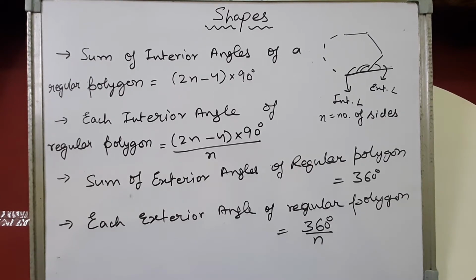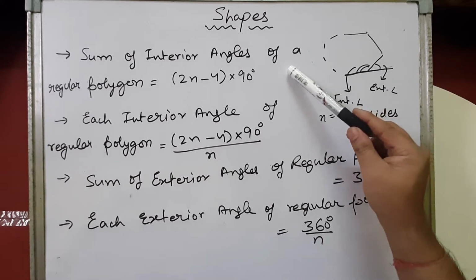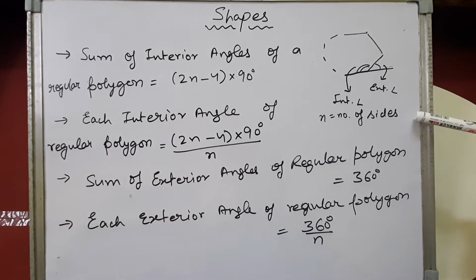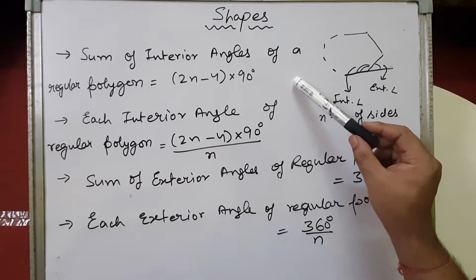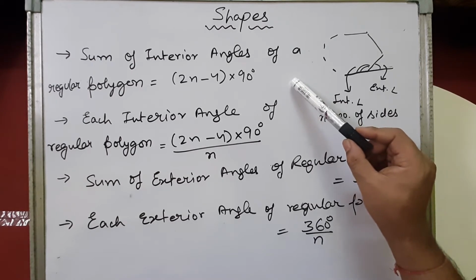Right. So if the polygon is a regular polygon, it means all the interior angles are equal to each other and all the exterior angles are also equal to each other. And if we have to find the interior angles of a regular polygon, then the formula for the sum of interior angles will be (2n minus 4) into 90 degree, where n is the number of sides of a regular polygon. So if the question is asking to find the sum of interior angles, then you can apply (2n minus 4) into 90, or we can also write this as (n minus 2) into 180 degree.